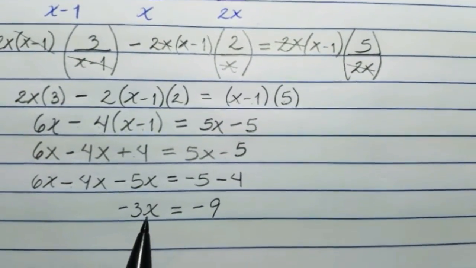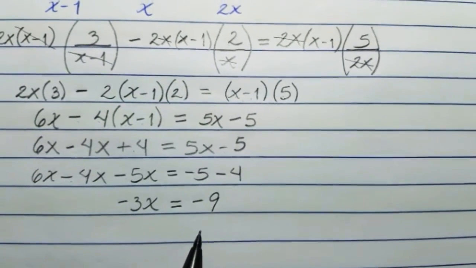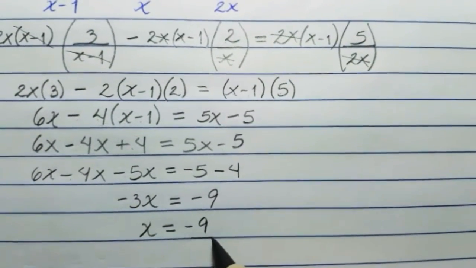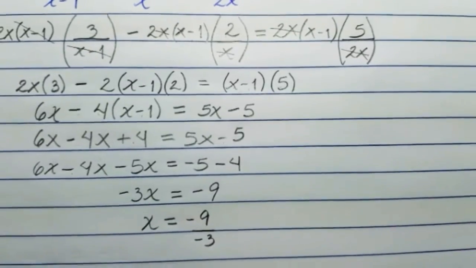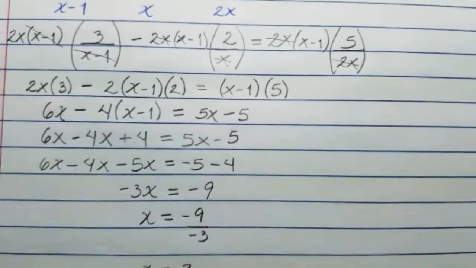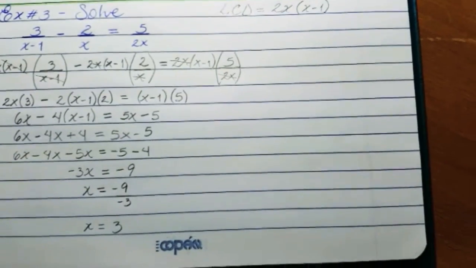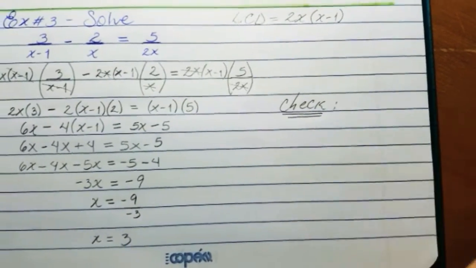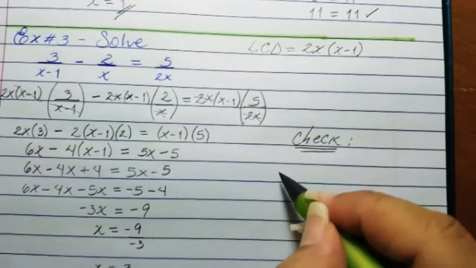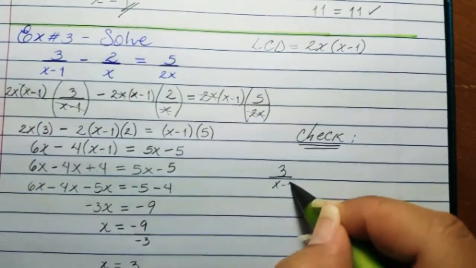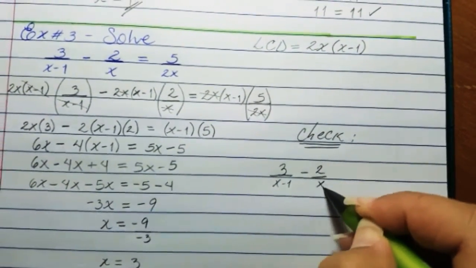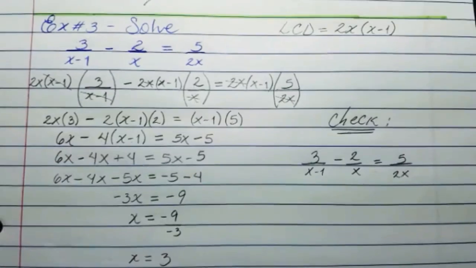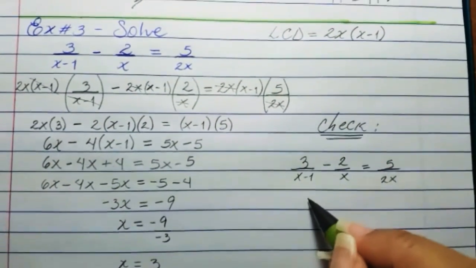The negative 3 is multiplying the variable, so it goes to the other side using inverse operation, which is division. x equals negative 9 divided by negative 3. x equals positive 3. Now let's perform a check to see if that answer is correct. Let's rewrite the equation. 3 over x minus 1 minus 2 over x equals 5 over 2x. Wherever you have x, you're going to place the 3 to check if your answer is correct.